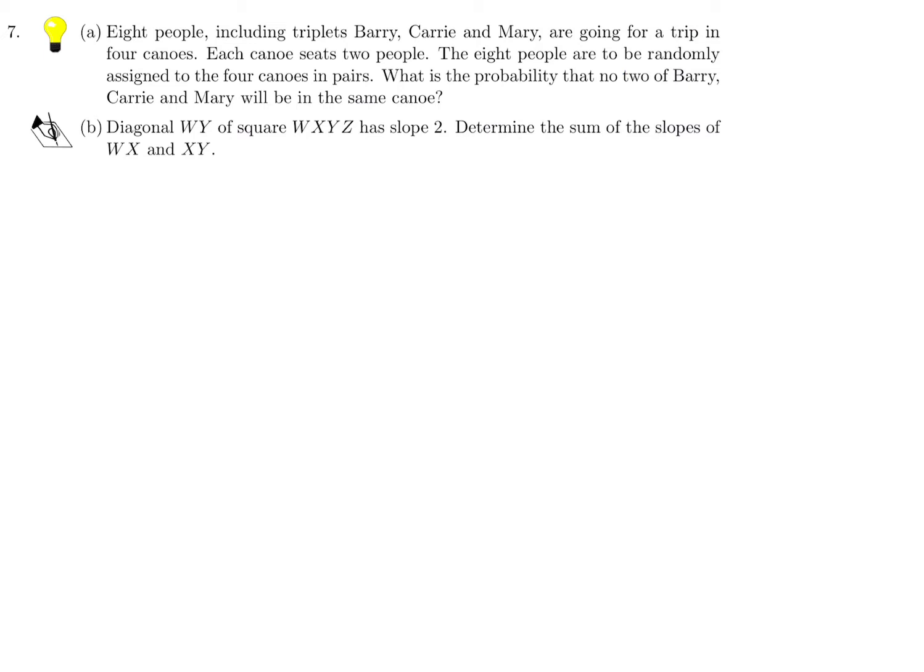Eight people, including triplets Barry, Carrie, and Mary, are going for a trip in 4 canoes. Each canoe seats 2 people. The 8 people are to be randomly assigned to the 4 canoes in pairs. What is the probability that no 2 of Barry, Carrie, or Mary will be in the same canoe?